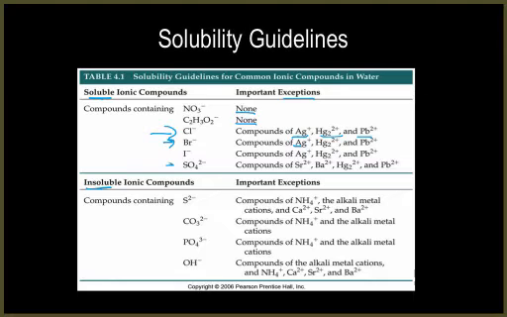And then down here with the sulfates, usually soluble, but again, unless it's strontium, barium, mercury, lead, those would then be insoluble. Things that are insoluble would be sulfides, carbonates, phosphates, hydroxides, and then again, you have some exceptions there as well. And when we go through these, you'll start to kind of get the feel for predicting what's soluble and what's insoluble. You'll start to see the same things come up over and over and over again.